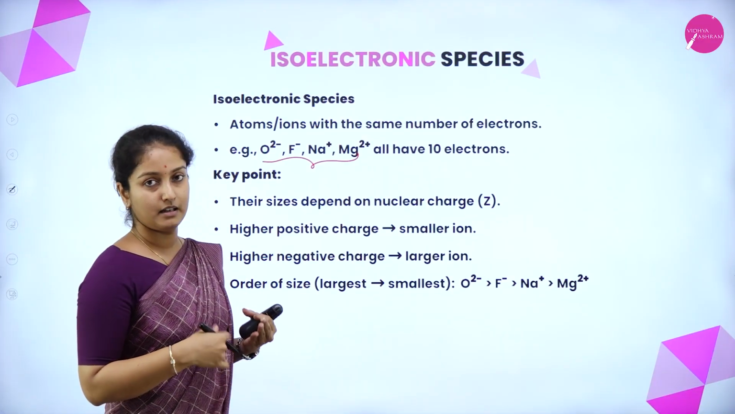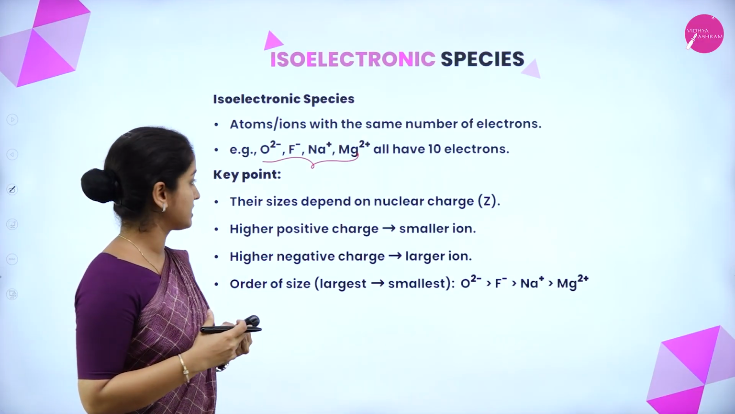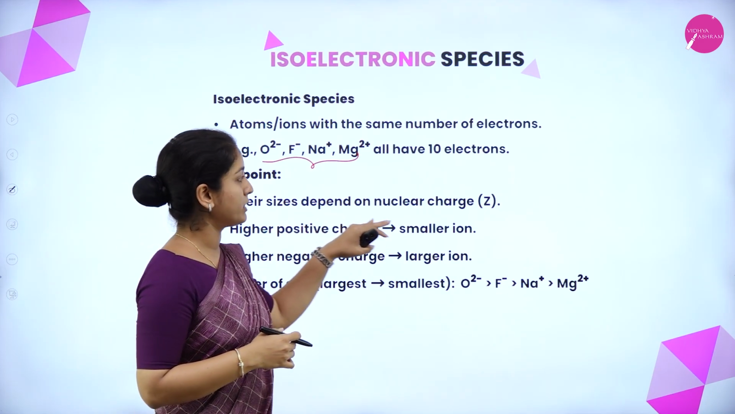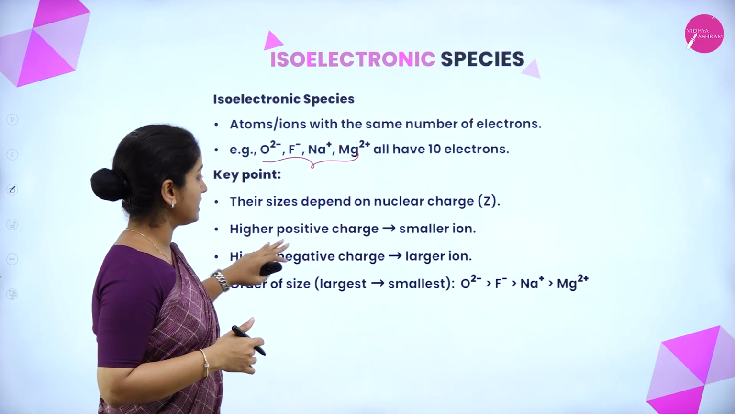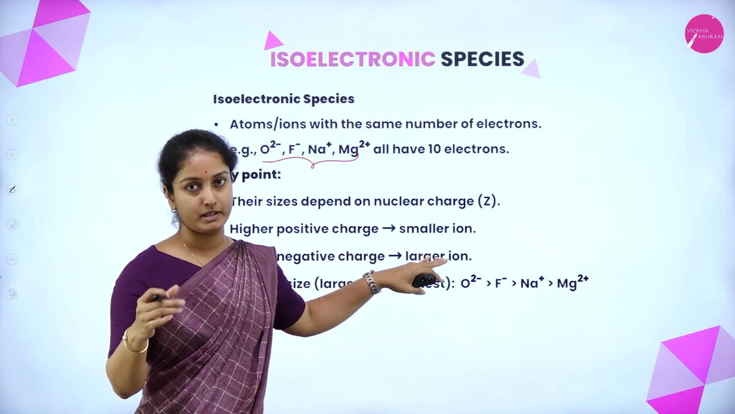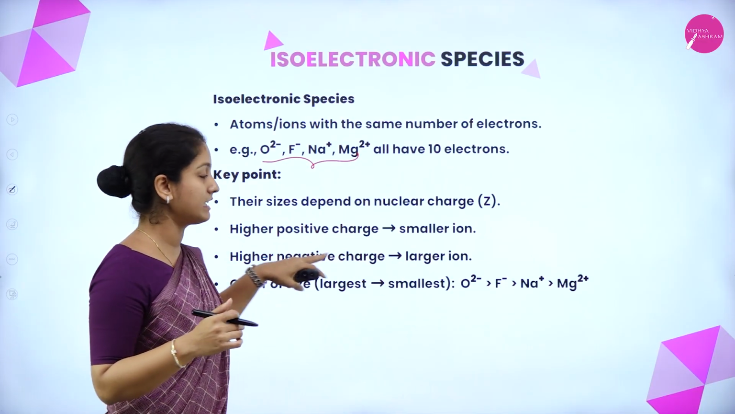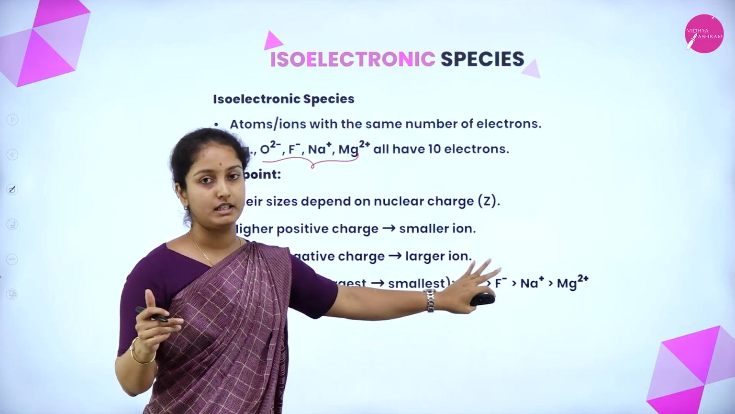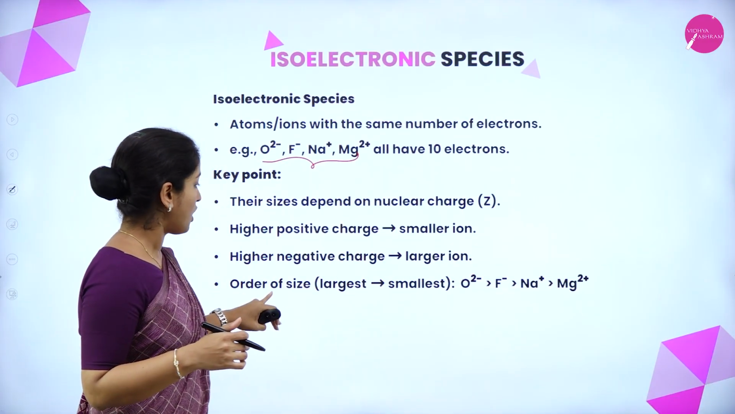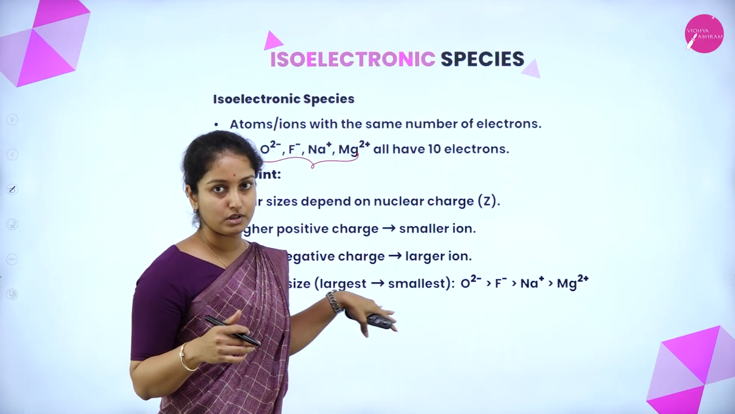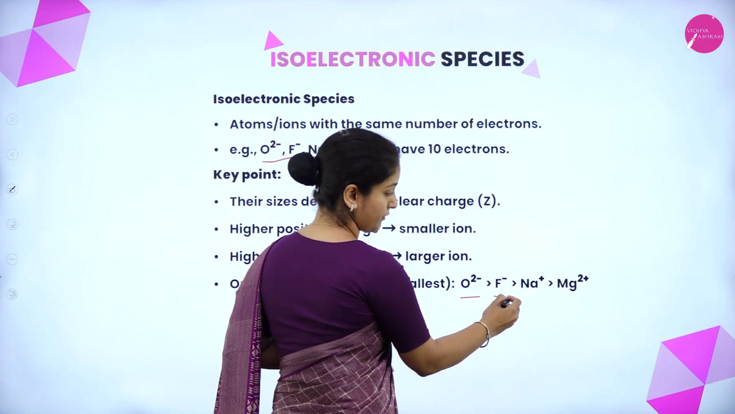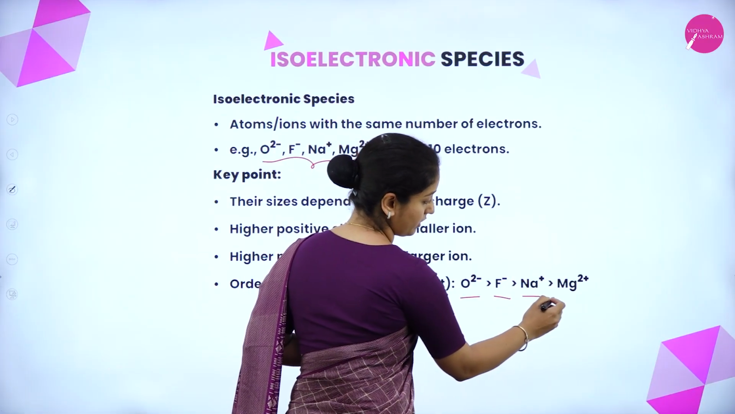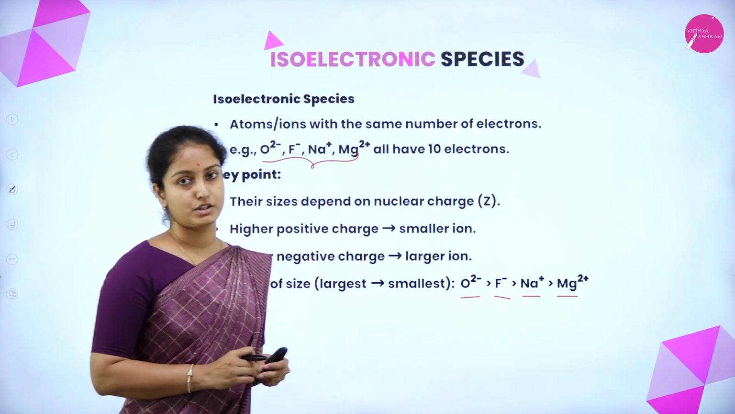Now, what are the features of these isoelectronic species? Their sizes depend on nuclear charge, that is, the atomic number. The higher the positive charge, the smaller the ion. The higher the negative charge, the larger the size of the ion. The order of size from largest to smallest is oxide ion, greater than fluoride, greater than sodium ion, greater than magnesium ion.